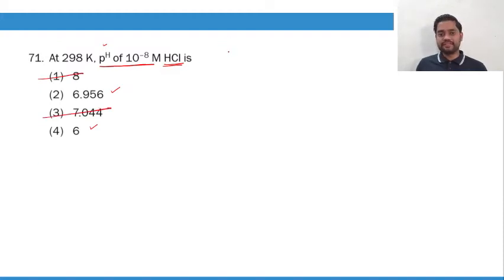Okay, now let us see. The concentration of H plus ion is 10 raised to minus 8 at 298 Kelvin. Not pH, sorry, the concentration of H plus ion is 10 raised to minus 8.